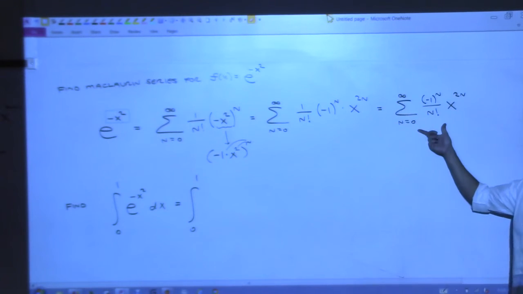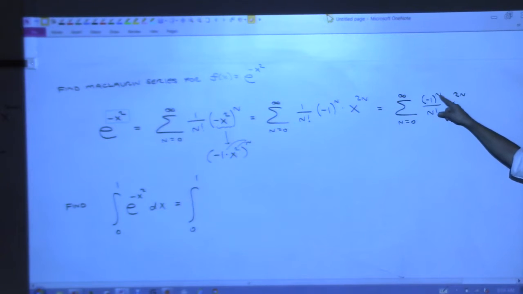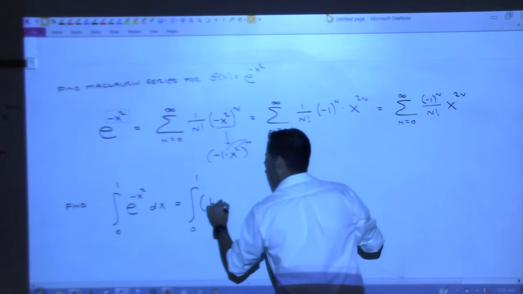So here's its Maclaurin series. Let's start plugging in values of n. So start with n is 0. What do you get when n is 0? This is 1, 1, and 1, right? So you get 1. So we get integrating 1 plus.